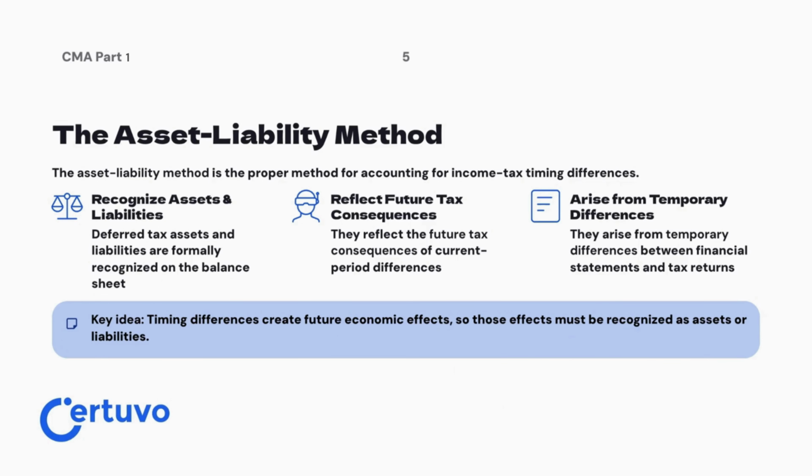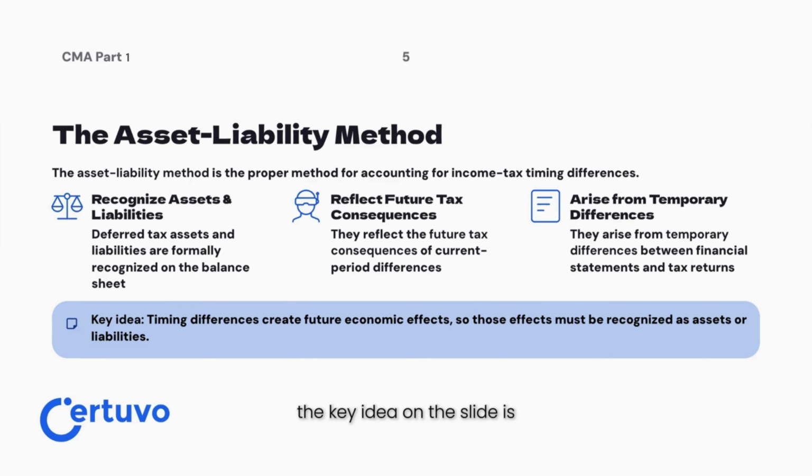Slide 5 introduces the asset-liability method. The slide states that the asset-liability method is the proper method for accounting for income tax timing differences. Under this method, deferred tax assets and liabilities are formally recognized on the balance sheet. These assets and liabilities reflect the future tax consequences of current period differences. And, very importantly, they arise from temporary differences between financial statements and tax returns.